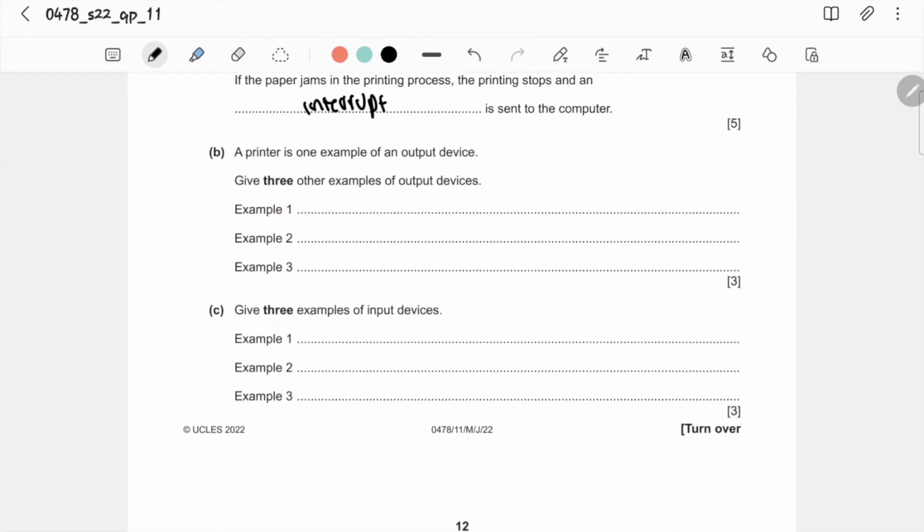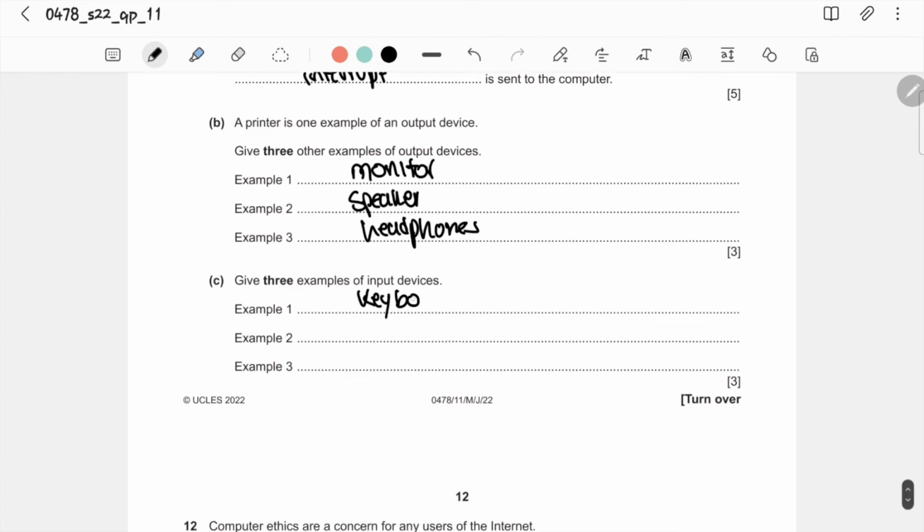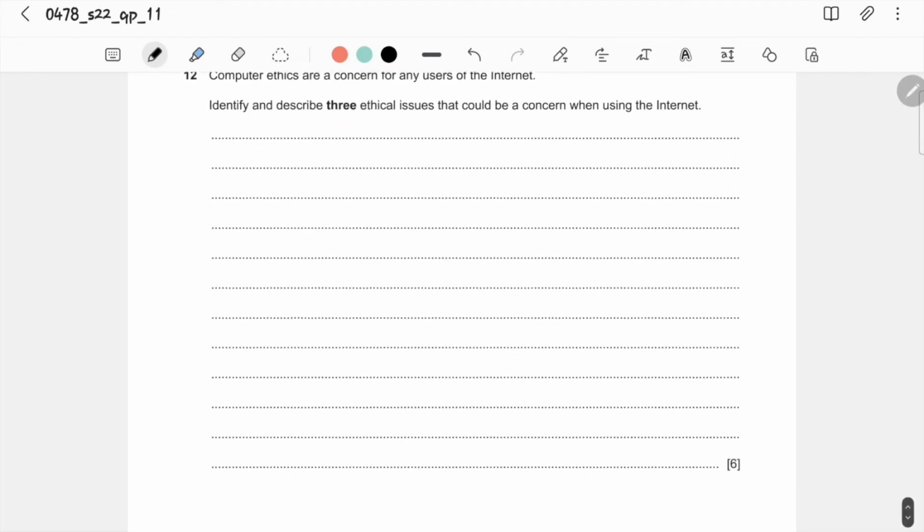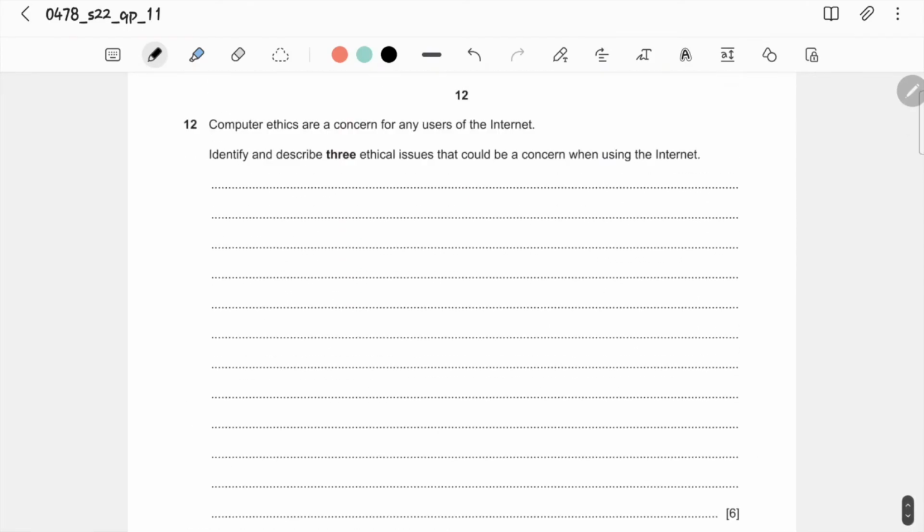Give 3. Okay, this is the most easiest question I've seen. So monitor, speaker, headphones. I'm just gonna give random. You can give yours. Keyboard, mouse, and a microphone. Okay, easy, very easy. Okay, go to the last page.